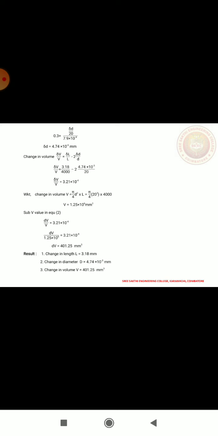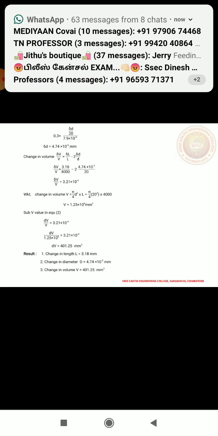In this formula, we know the values for change in length, change in diameter and diameter. We have to calculate the volume. The volume formula is pi by 4 d square into L. From this formula we get the volume as 1.25 into 10 to the power 6 mm cube. After calculating the volume, we substitute in the equation, and from that we can calculate the change in volume. So change in volume dV equal to 401.25 mm cube.